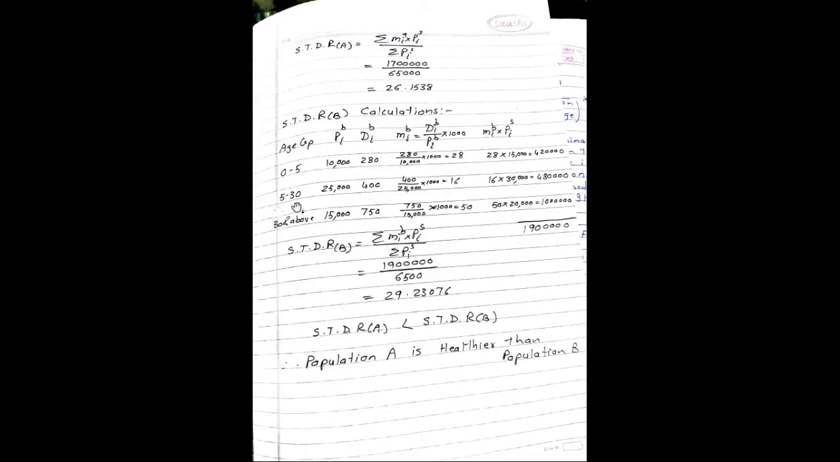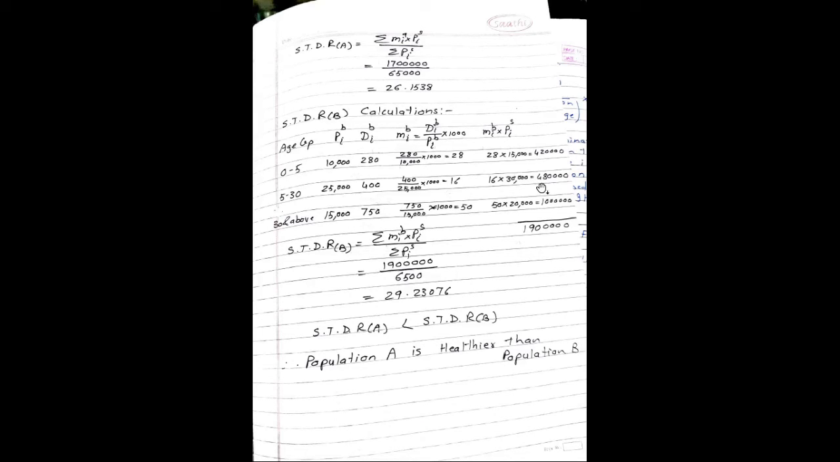Then for age group 5 to 30, population is 25,000. Deaths are 400. So mortality rate is calculated as 400 upon 25,000 into 1000. So answer is 16. Then MIB into PIS. 16 into 30,000. 30,000 is the population for area A, because A is to be taken as standard population. We will take this as standard population.